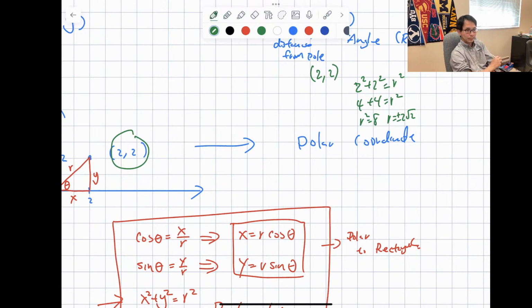How do I figure out the direction angle? Well, I can do tangent theta is equal to 2 over 2, and tangent theta is equal to 1. Theta must be pi over 4. So you can do (2 root 2, pi over 4). That is going to be (2, 2). Am I going too fast?